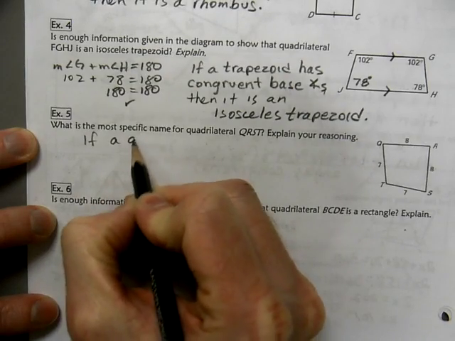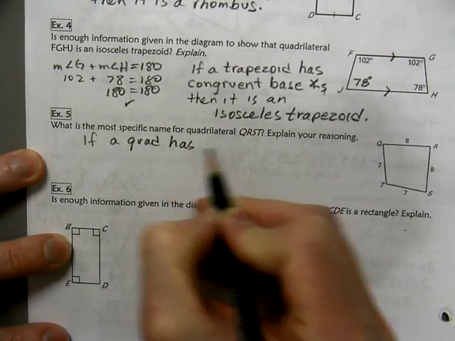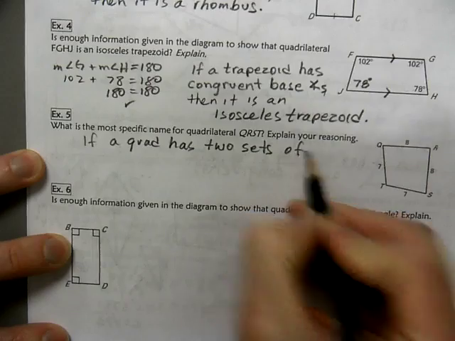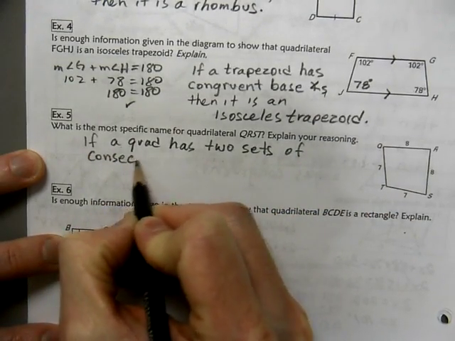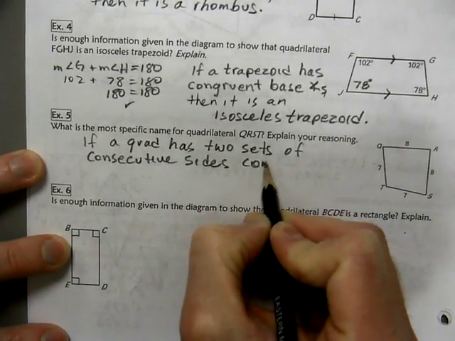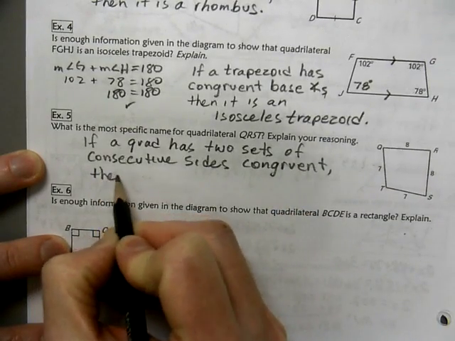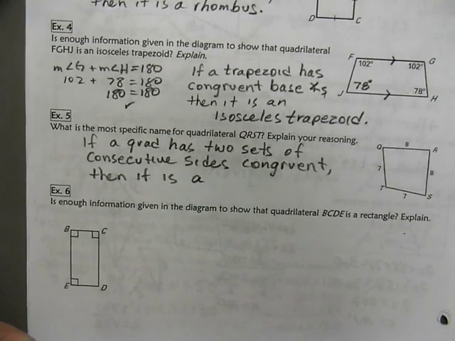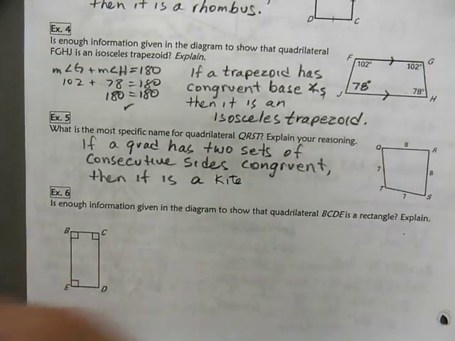If a quad has two sets of consecutive sides congruent, then it is a, what do we call that? A kite.